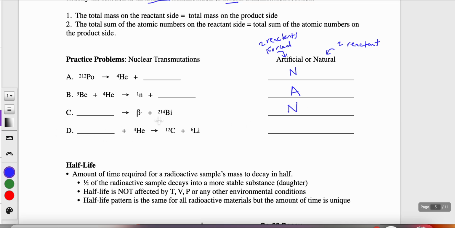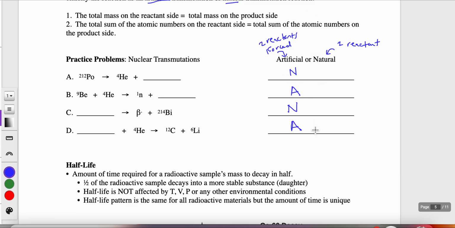And my last example here, finding the arrow to separate the products from the reactants. Here is a reactant plus another missing reactant. So I have two reactants, so I'm going to predict that this is probably an artificial transmutation.